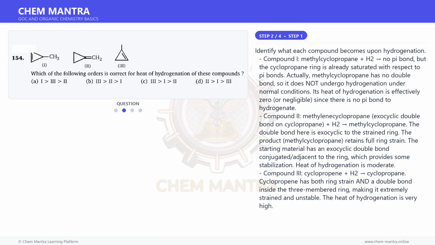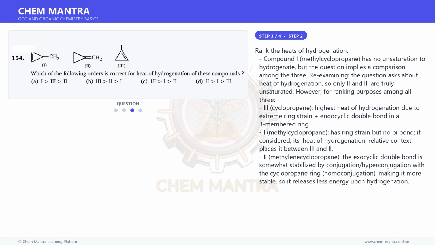Compound 3, cyclopropene plus H2 to cyclopropane. Cyclopropene has both ring strain and a double bond inside the three-membered ring, making it extremely strained and unstable. The heat of hydrogenation is very high. Moving on to the next step.